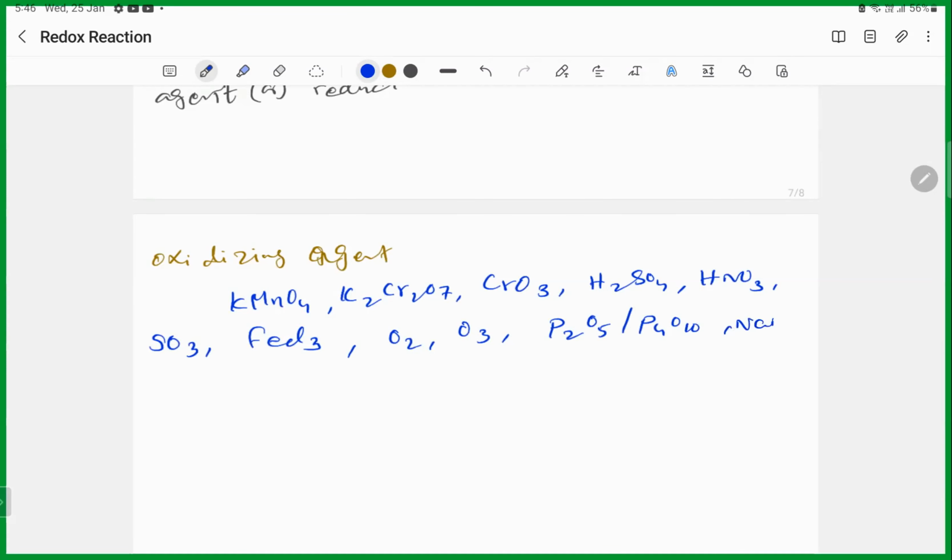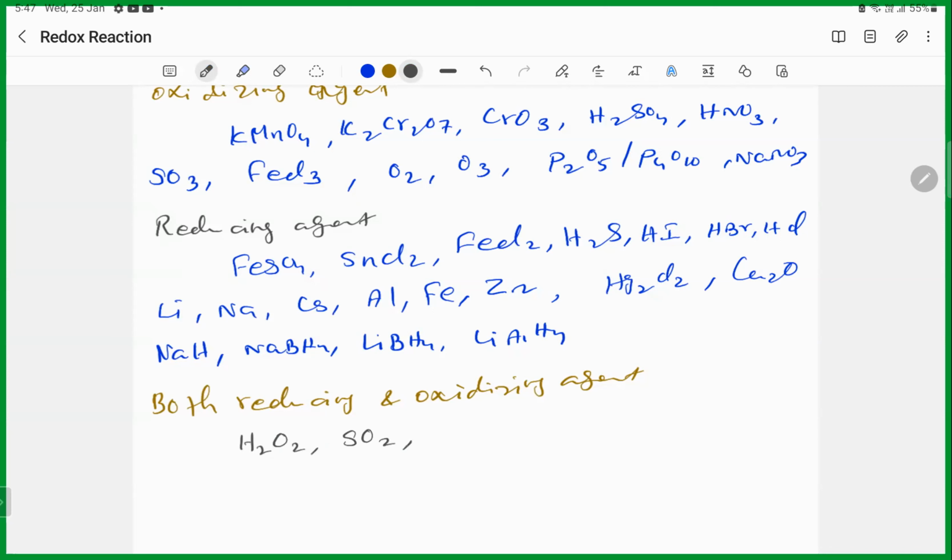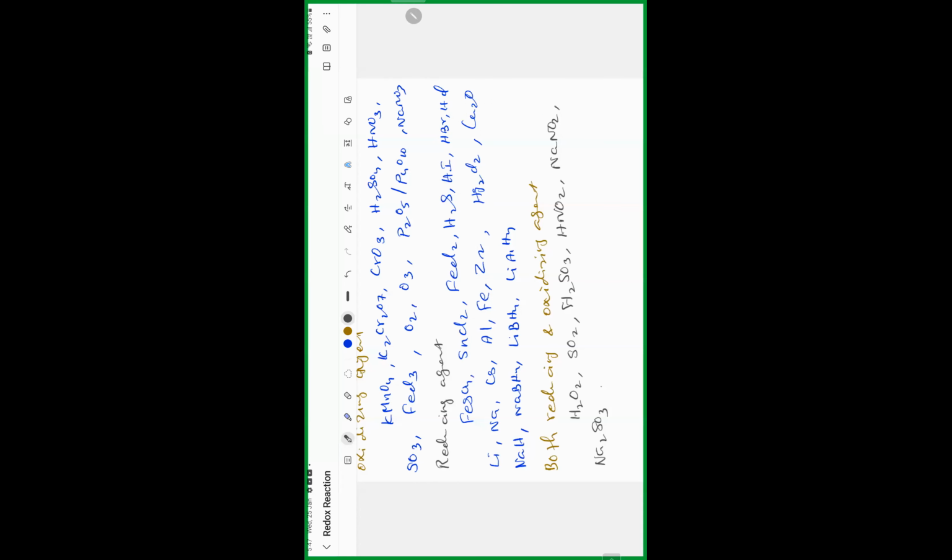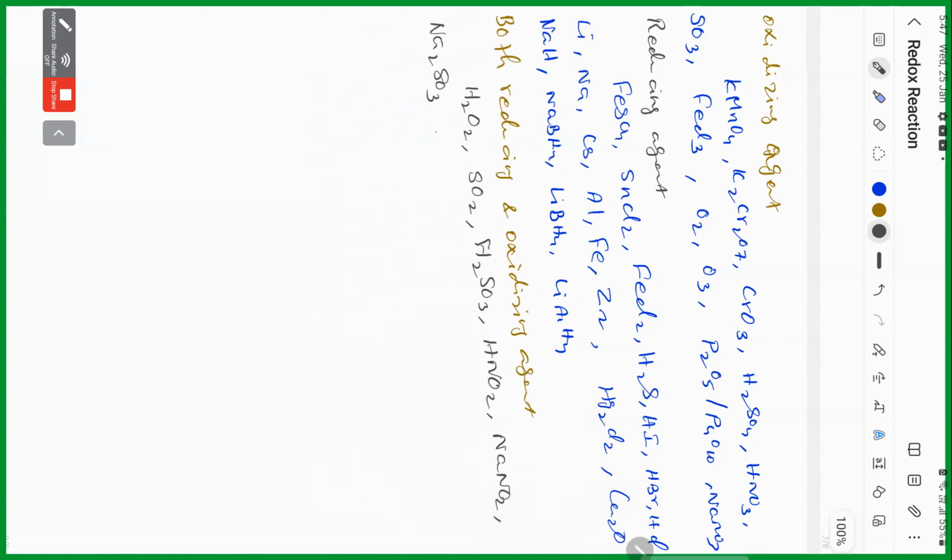Then both reducing and oxidizing agents: hydrogen peroxide H2O2, SO2, H2SO3, HNO2, NaNO2, Na2SO3. These behave as both reducing as well as oxidizing agents.